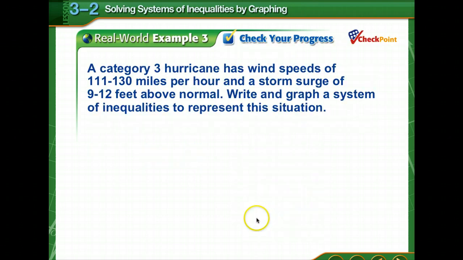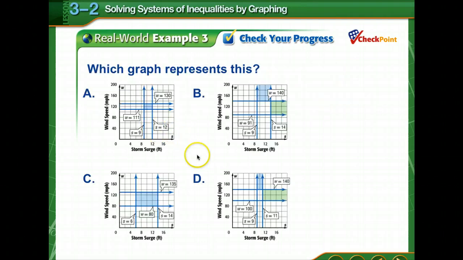Time to check your progress. You need to pause for a moment and read through this. What you're going to need to do is take some notes of the key phrases, the key words that are in this problem, because when you go to the next screen, this is going to disappear. So take just a moment and write down the keywords. Did you choose your keywords? It was category 3, wind speeds between 111 and 130, and storm surge 9 to 12 feet above normal. So which graph represents that problem? Pause for a moment, study the graphs, and then come back and check your answer.